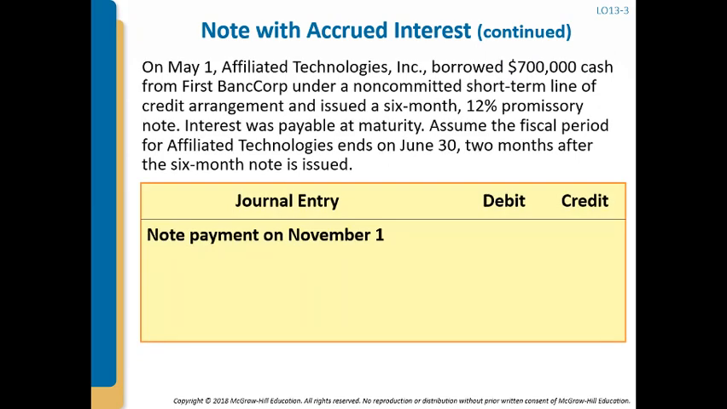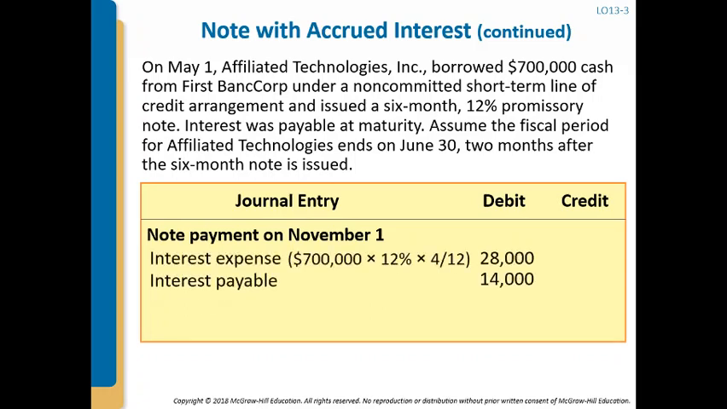And then when you pay the note 4 months after the end of the year, you've got to accrue an additional 4 months worth of interest expense. Then you're going to back out the interest payable of 14. You're going to back out the notes payable of 700, and you're going to record cash as your credit for $742,000. Pretty simple.